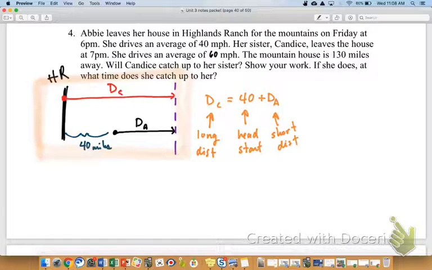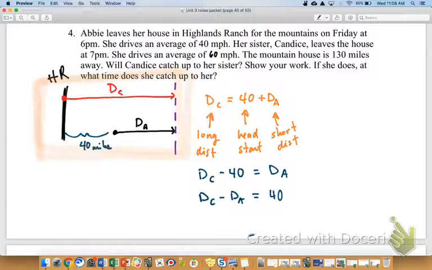I don't know. There's another way you could have done this. Did anybody think of this? DC minus the head start equals DA? Isn't that the exact same equation, just rearranged? All I did was subtract the 40 over. But somebody might have said, hey, the distance that Candace has to go to catch up, minus 40, the head start, would equal the distance that Abby went. You could have looked at it that way as well. Or you could have even done this. How about this? DC minus DA equals the head start.